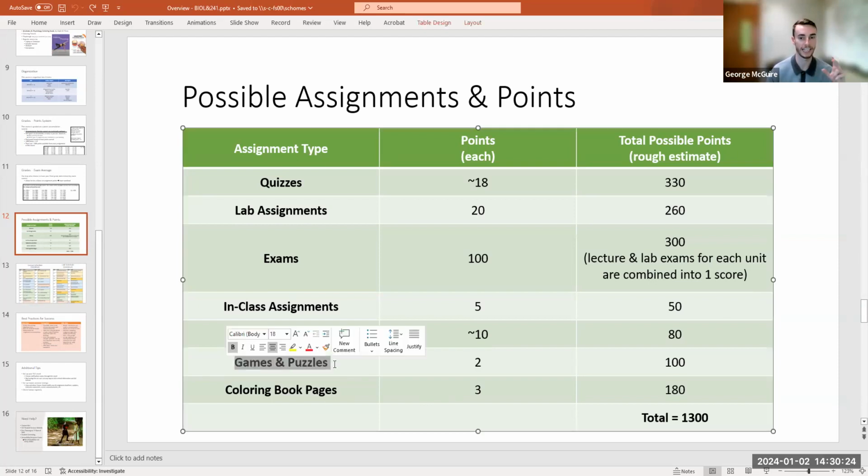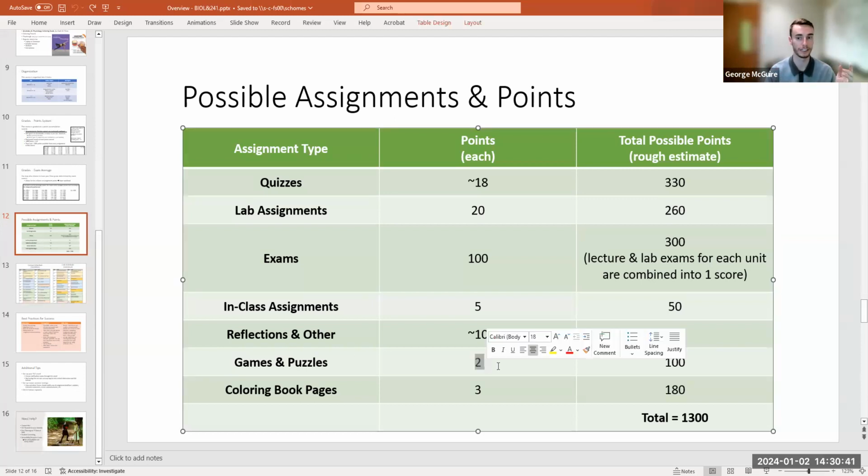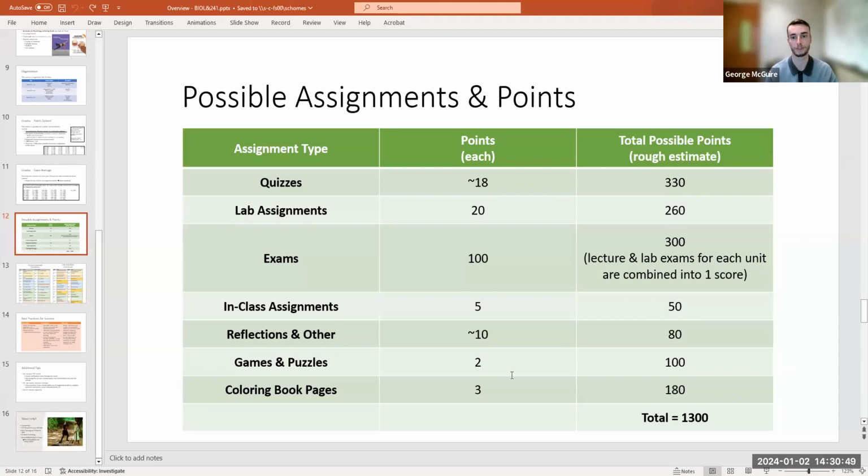Essentially, the games and puzzles for that module are going to have in them a few different suggestions for what games and puzzles to do. You can just go and complete those games and puzzles, take a screenshot of your finished score, and then submit that onto Canvas. And those are worth 2 points for each individual game. So one assignment might have 4 games and puzzles in it. So that assignment is worth 8 points. Okay? So there's an average of around 100 points available for that.